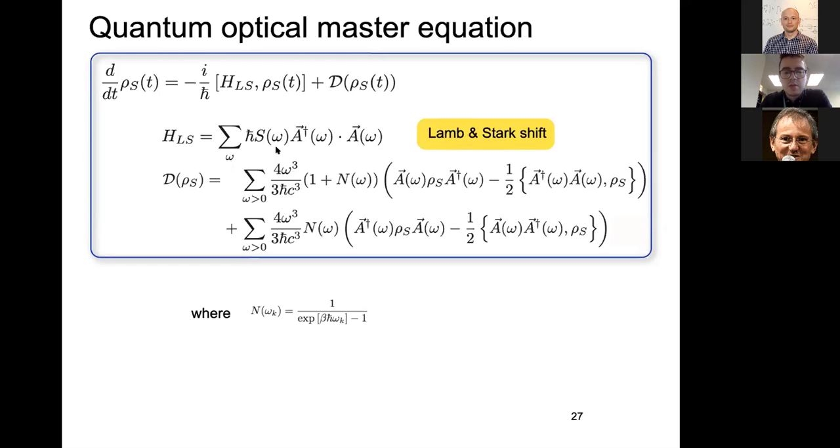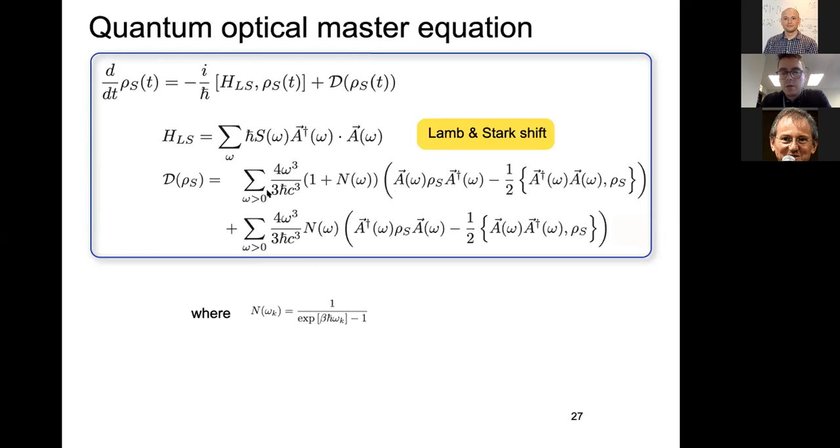Yeah, and so this Lamb shift term is contained in this first unitary term, the part that describes the unitary time evolution of our reduced density matrix for S. And then the second, non-unitary term, which is a dissipator, we can basically write in the following way. To write this expression, you can exploit some properties of the Planck distribution.